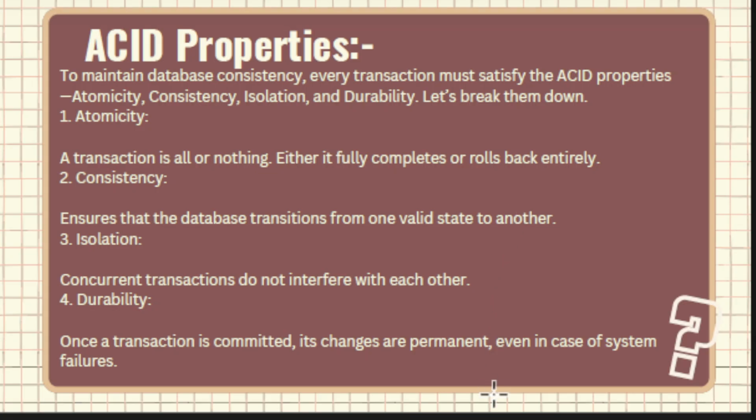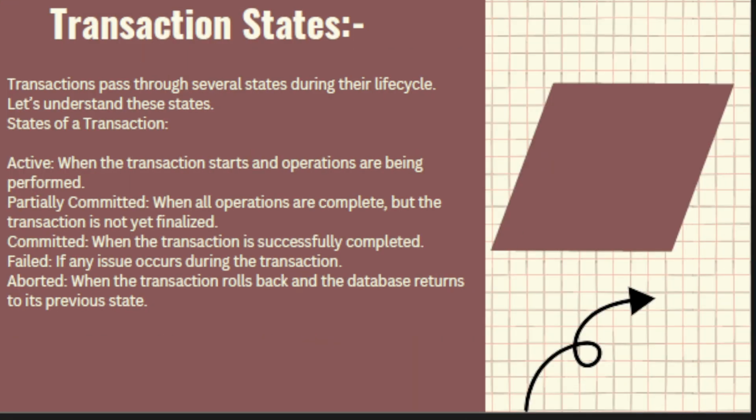Let's see the transaction states. Transactions pass through several states during their life cycle. Let's understand these states. The states of a transaction are: active state, when the transaction starts and operations are being performed. Partially committed, when all operations are complete but the transaction is not yet finalized.